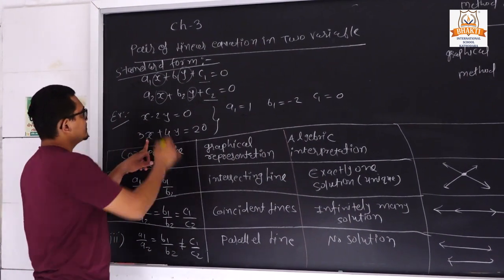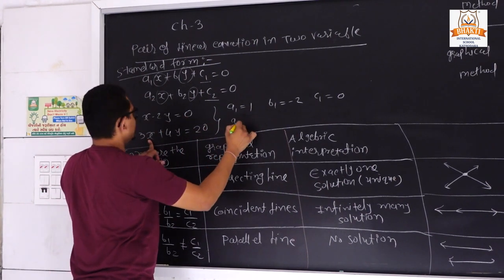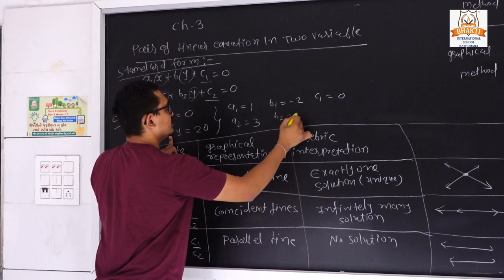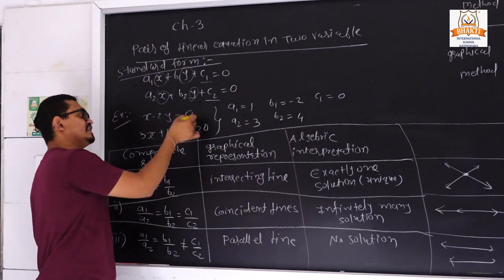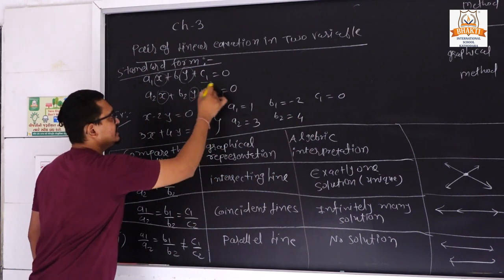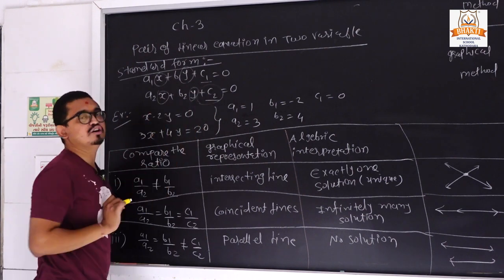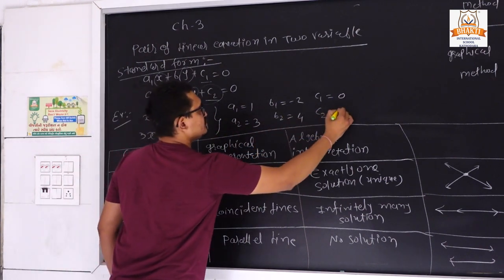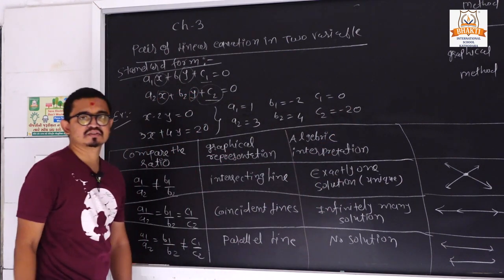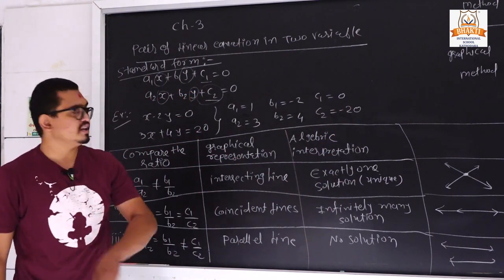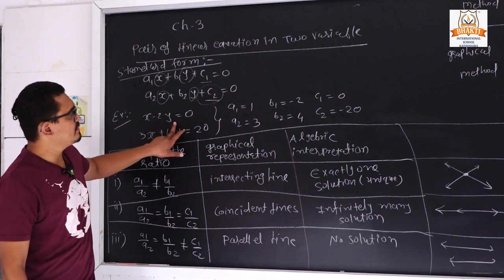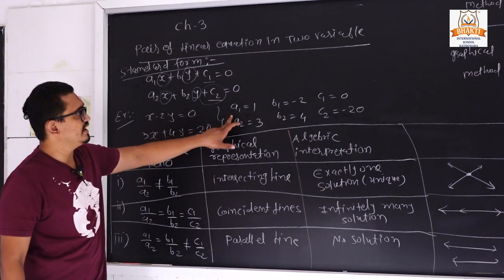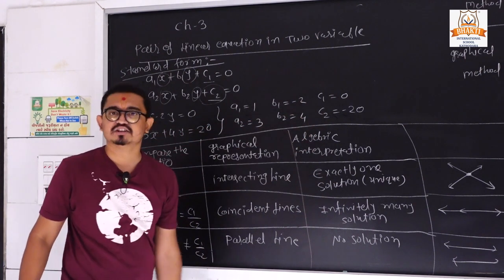Then 3x, compared with the second equation, so a2 is equal to 3, and b2 is equal to 4. The 20 goes to the other side, because c1 is on the left-hand side of the 0, so c2 is equal to minus 20. So if an equation is given, we compare it with the standard form and find the values of a1, a2, b1, b2, c1 and c2.